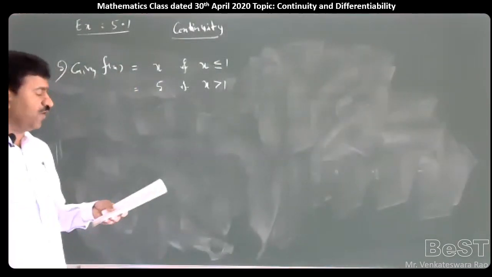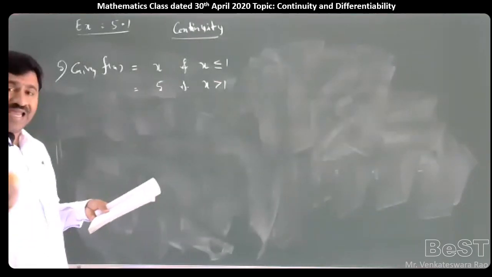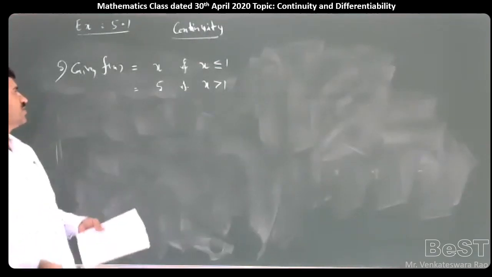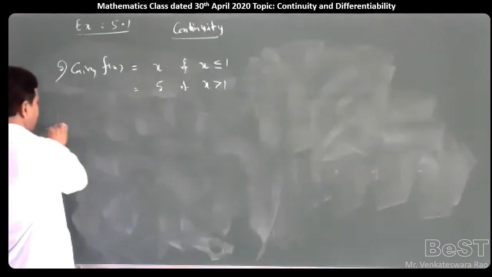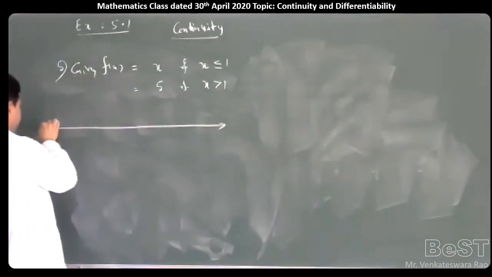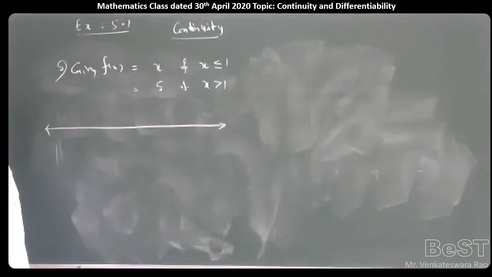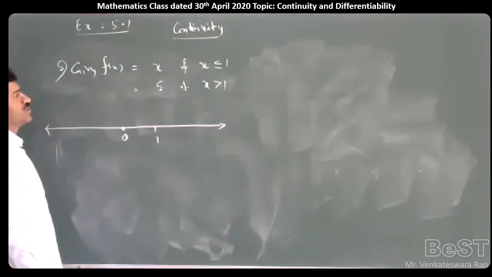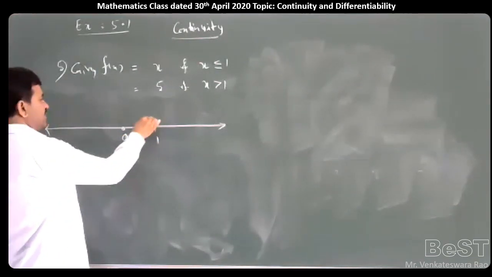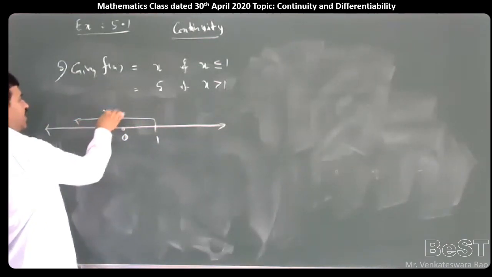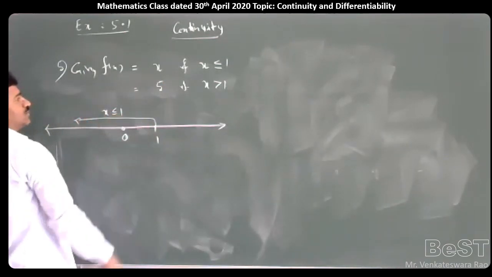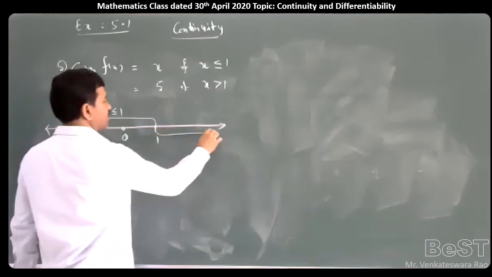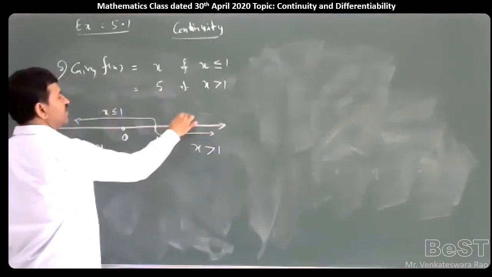So we have to discuss the continuity of this function at x equals 0, at x equals 1, and at x equals 2. First we will discuss at x equals 0. To understand this type of question, first note down the real line. Just analyzing this function, 0, this is 1. When x is less than or equal to 1, the function is x. When x is strictly greater than 1, the function is 5.